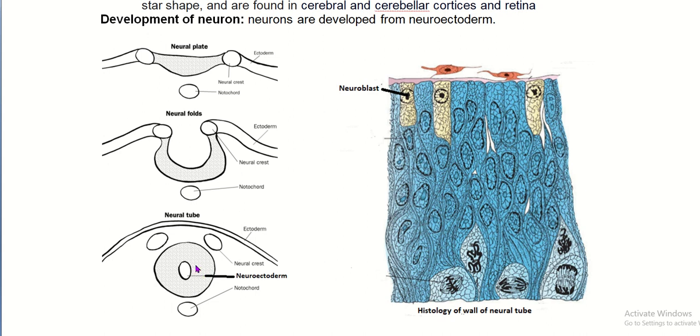The histology of the wall of the neural tube looks like this. Here the neuroblast is formed.